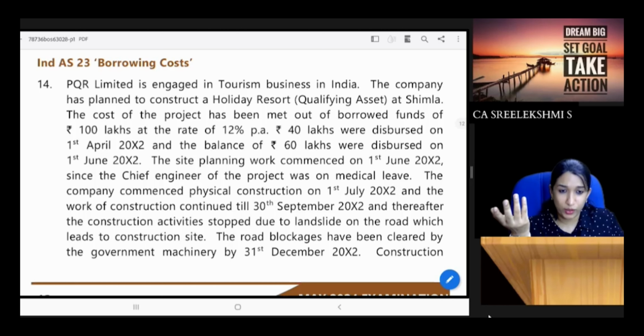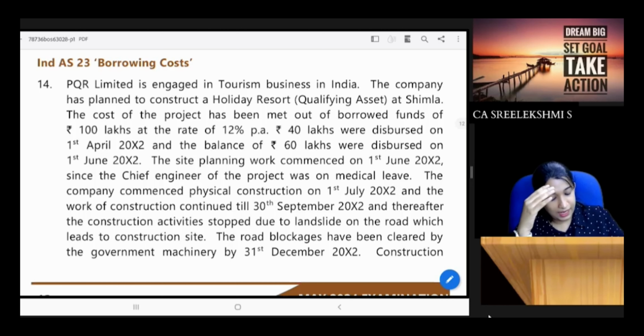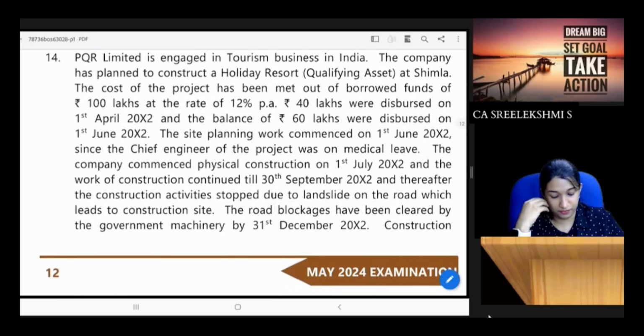So we have taken up borrowings of 100 lakhs, of which 40 lakhs we received on 1st April and 60 lakhs on 1st June. The site planning work commenced on 1st June 2012. Since the chief engineer of the project was on medical leave, the company commenced physical construction on 1st July 2012. Loan 1st April, but site planning work commenced on 1st June.